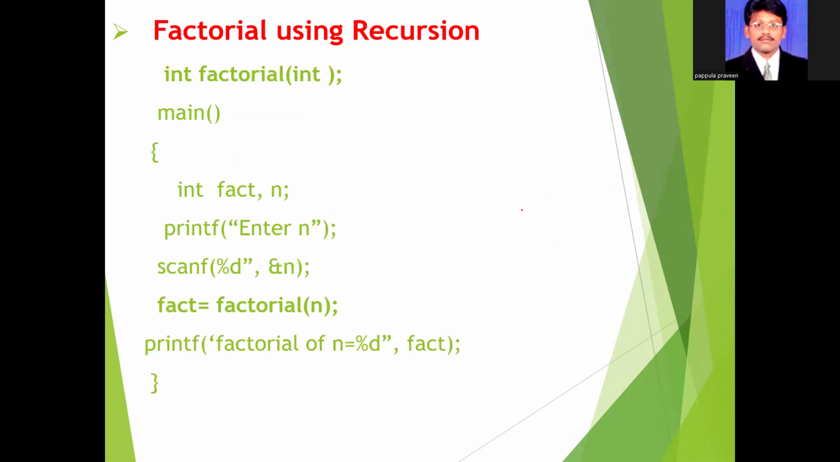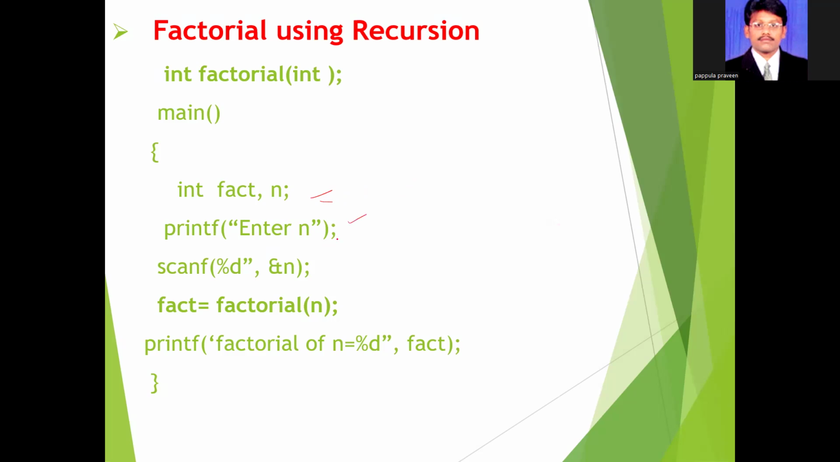Now, factorial of a given number using recursion. I think everyone knows the factorial of a given number using a for loop, a while loop, or a do while loop. Now in recursion we are implementing this program without the for loop, using the recursion concept. So the program is the same as our previous program.